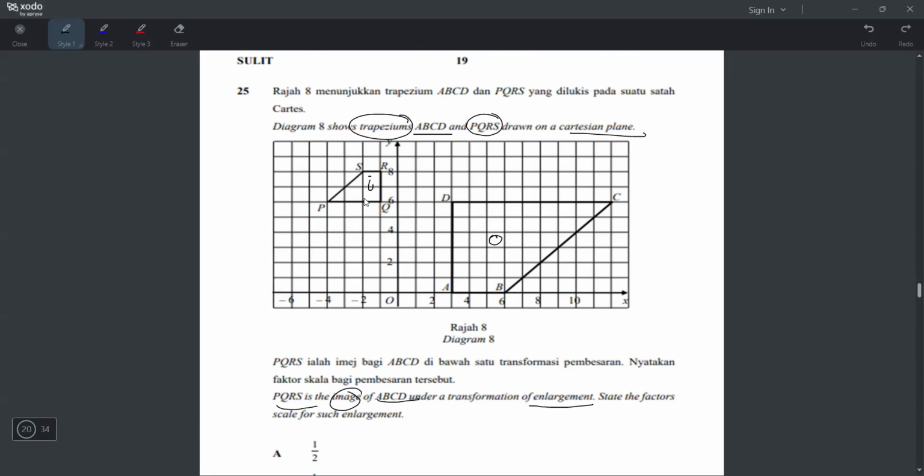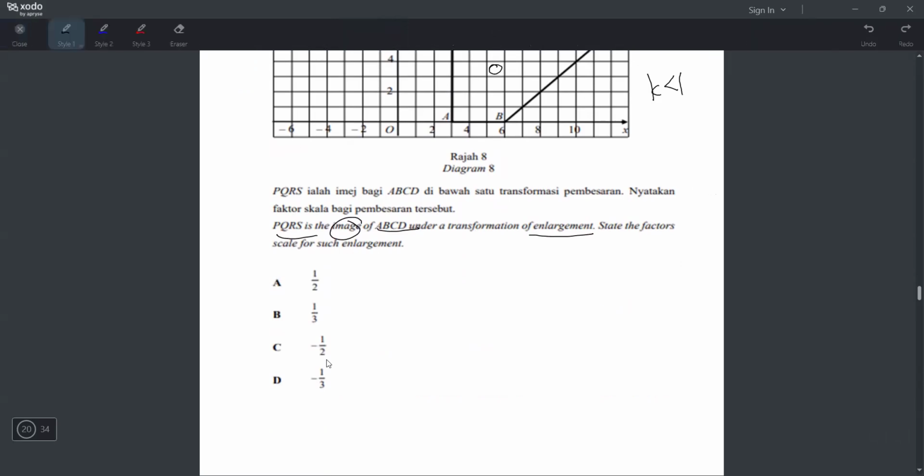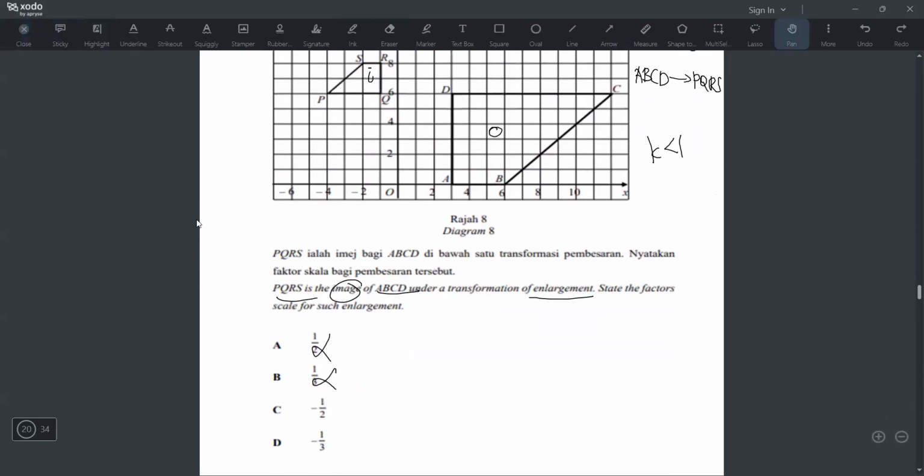Okay, if you look, the image is getting smaller. Do you agree? And remember, we always start with the object. We start with the object and then we end with the image. And the object in this case is ABCD, and then the image is PQRS. And we already know the transformation is enlargement, right? But you can see your image is getting smaller. So that means your scale factor would be less than one. Yes, it will be less than one when your image is getting smaller. So you can go to ABCD. Oh, all your scale factor is less than one. But I know it's not A and B. Confirm, it is not A and B. Let me tell you why.